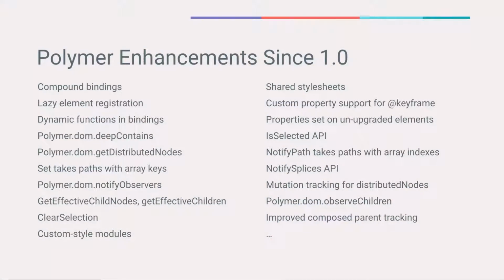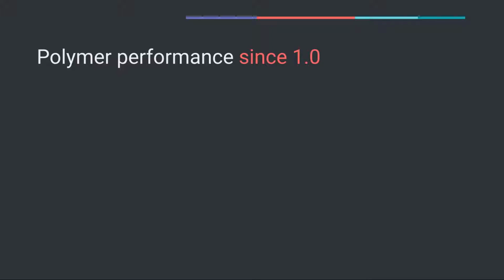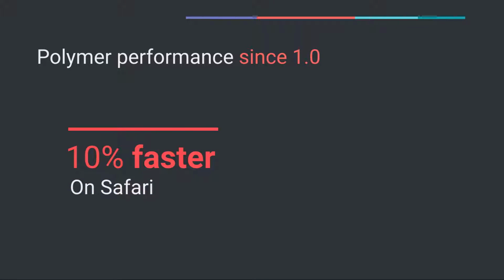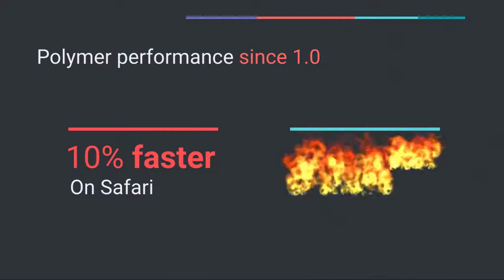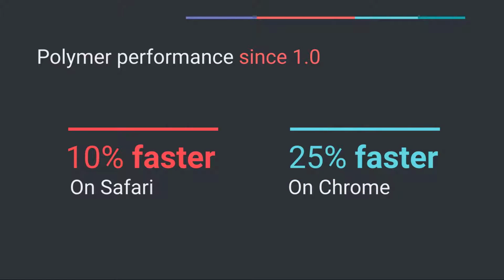Since this 1.0 launch, the library has seen many, many new features and enhancements, and it's gotten even faster. So since this 1.0 release, which itself was 3 to 4 times faster than the original developer preview, the latest version of Polymer is now another 10% faster on Safari and another 25% faster on Chrome for element construction.